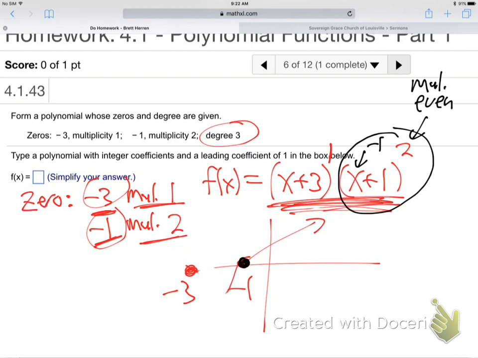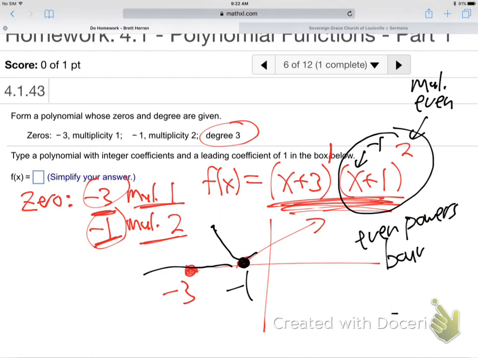So it won't actually pass through that point. Let me get rid of this. It'll bounce back up like that. So even powers bounce. Why do even powers bounce? Well, because even powers can't be negative, right? Just like we talked about. It's squared, so no matter what you plug into this, it's going to be positive. It's not going to go negative.